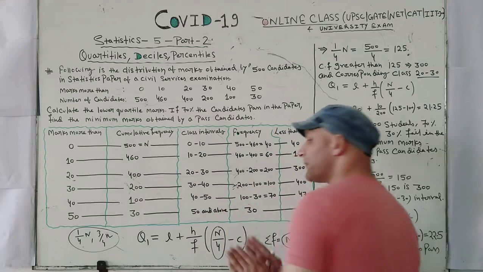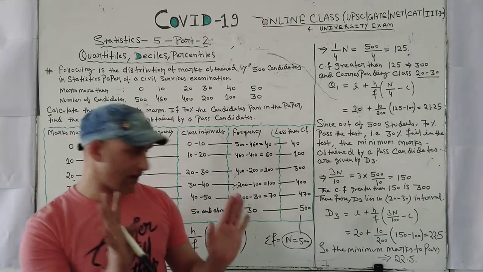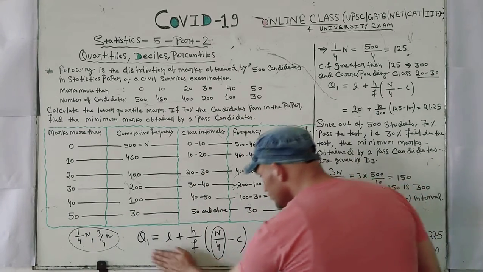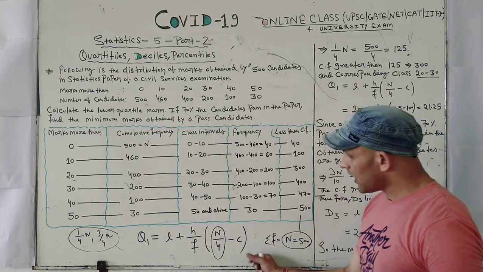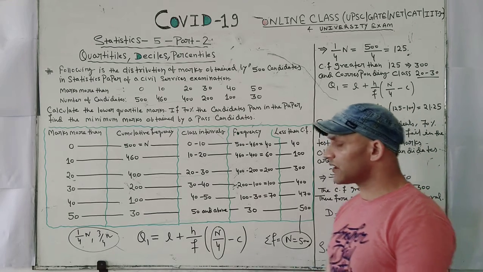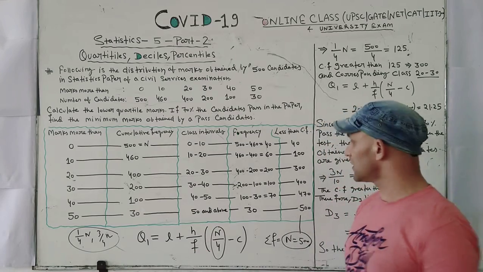Already we have discussed about the percentile, about the quartile, about the decile, everything. I think that you understand. Now we will use this formula. There is only one formula, and if you want to understand this formula, then you must go to the mean median mode. Already we have explained about this formula.